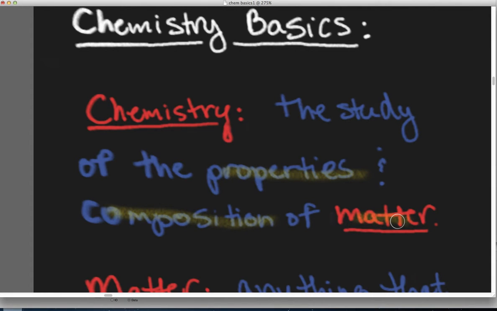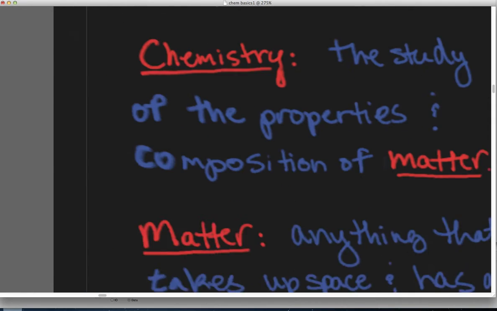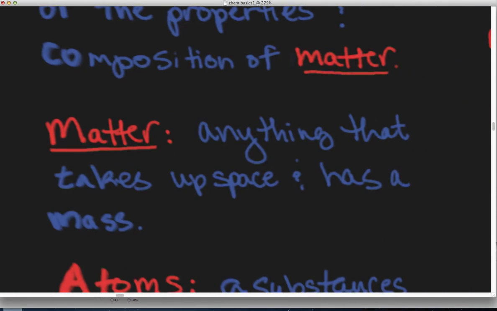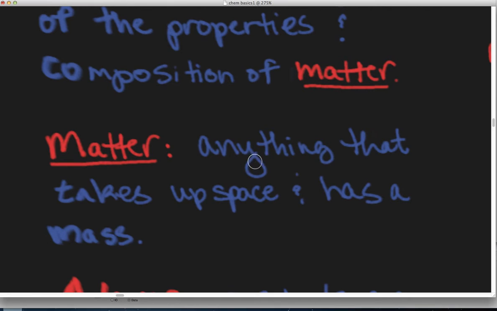Okay? So what is matter? We'll talk about the different properties and such later. For now, let's talk about matter. Matter is anything that takes up space and has a mass. Those are the two key terms for it to be defined as matter. So as long as you take up space and you have some mass, you're considered to be matter.